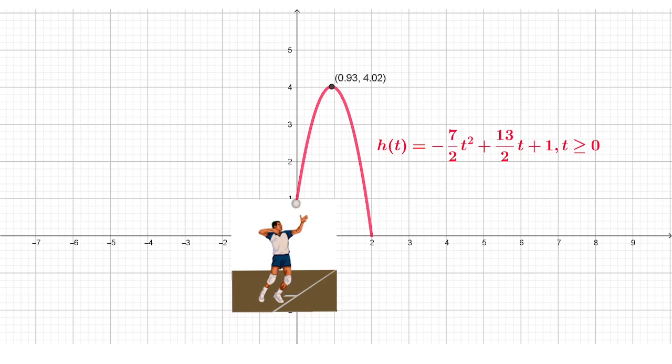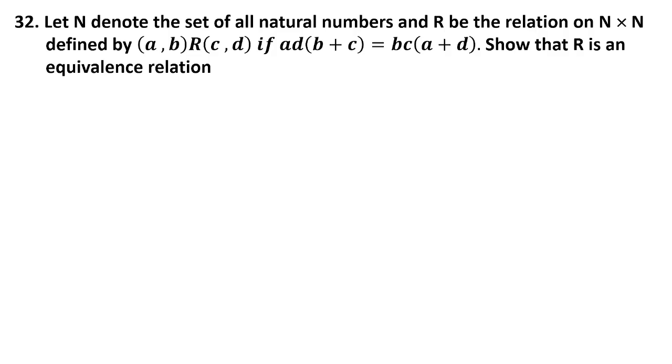0.93 is 13 by 14. Well, N denotes the set of all natural numbers. We are moving on to the 5 more questions. A relation is given, and be careful in this relation. It is given on a cross product, that is (a, b) is related to (c, d).